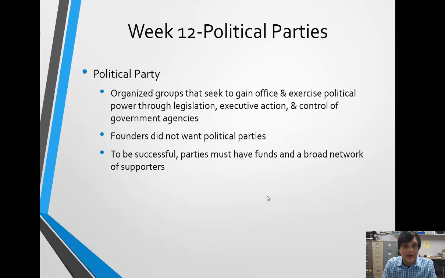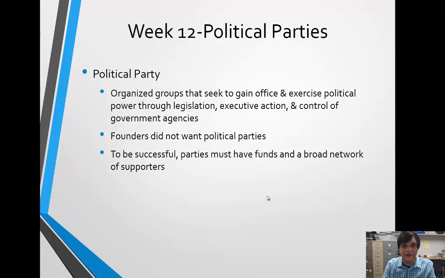We began about a month ago with week 12. We began with political parties. And we talked about a lot of different things under the political party realm, and so I would expect quite a few questions pertaining to this topic on your test overall. We began with just the simple definition of a political party. A political party is, once again, organized groups that seek to gain office and exercise political power through legislation, executive action, and control of government agencies.